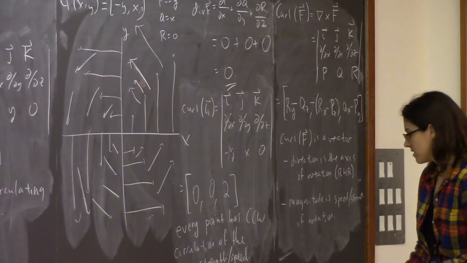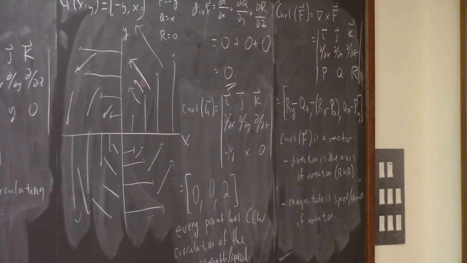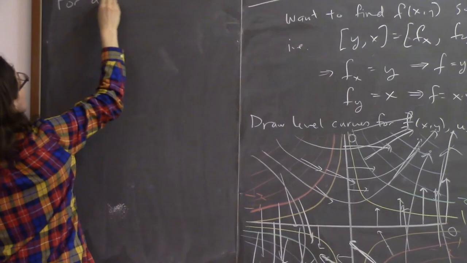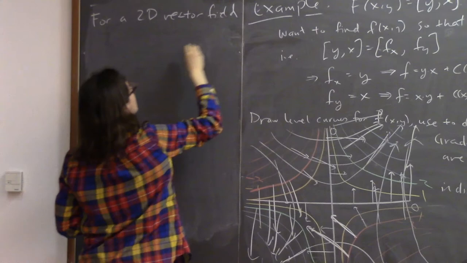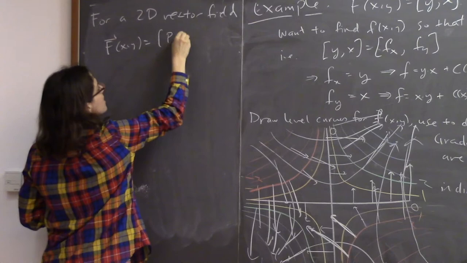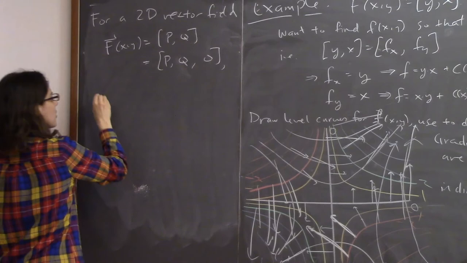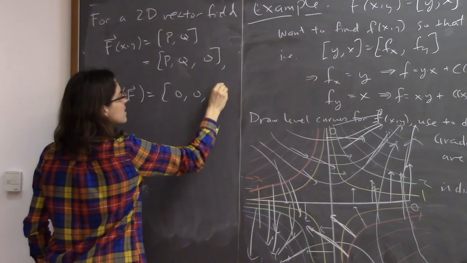So this brings up a general principle, which is that if you have a two-dimensional vector field, your curl always points in the z direction. So for a 2D vector field, F of x, y, is like P, Q, or you could think of it as P, Q, 0, because you can just put in a 0 for the z direction, if your vector field is just in two dimensions. The curl of F is always 0, 0, something. It's always in the z direction.